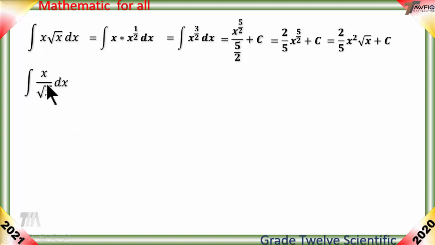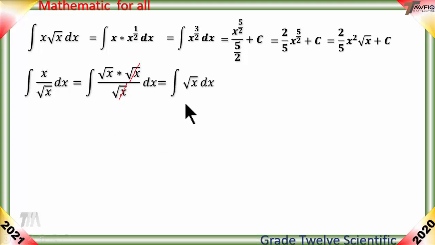And now here we have a division, dividing x by square root of x. We have many ways to solve this one. One of them is by writing x as square root of x times square root of x. And after that, cancelling square root with square root, it remains the integral of square root of x, which, as we found before, is equal to 2 over 3 x square root of x plus c.